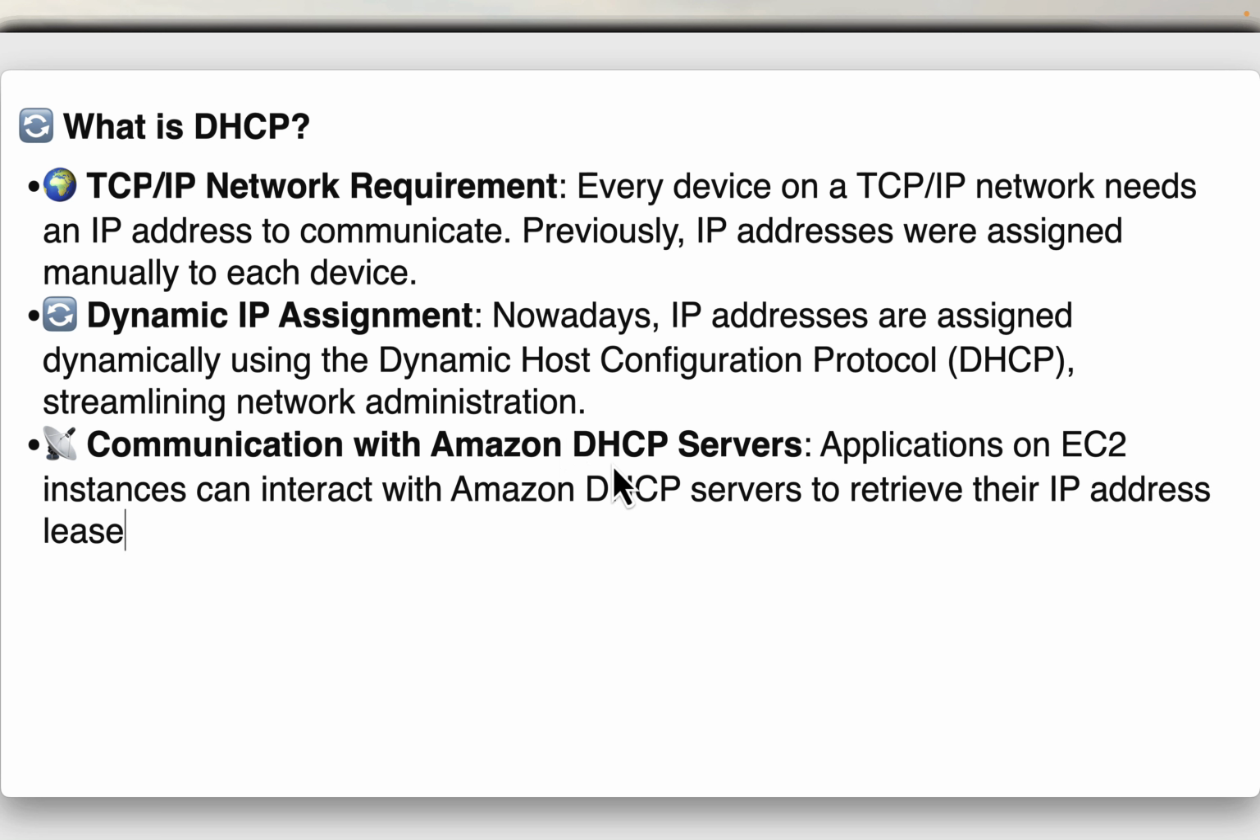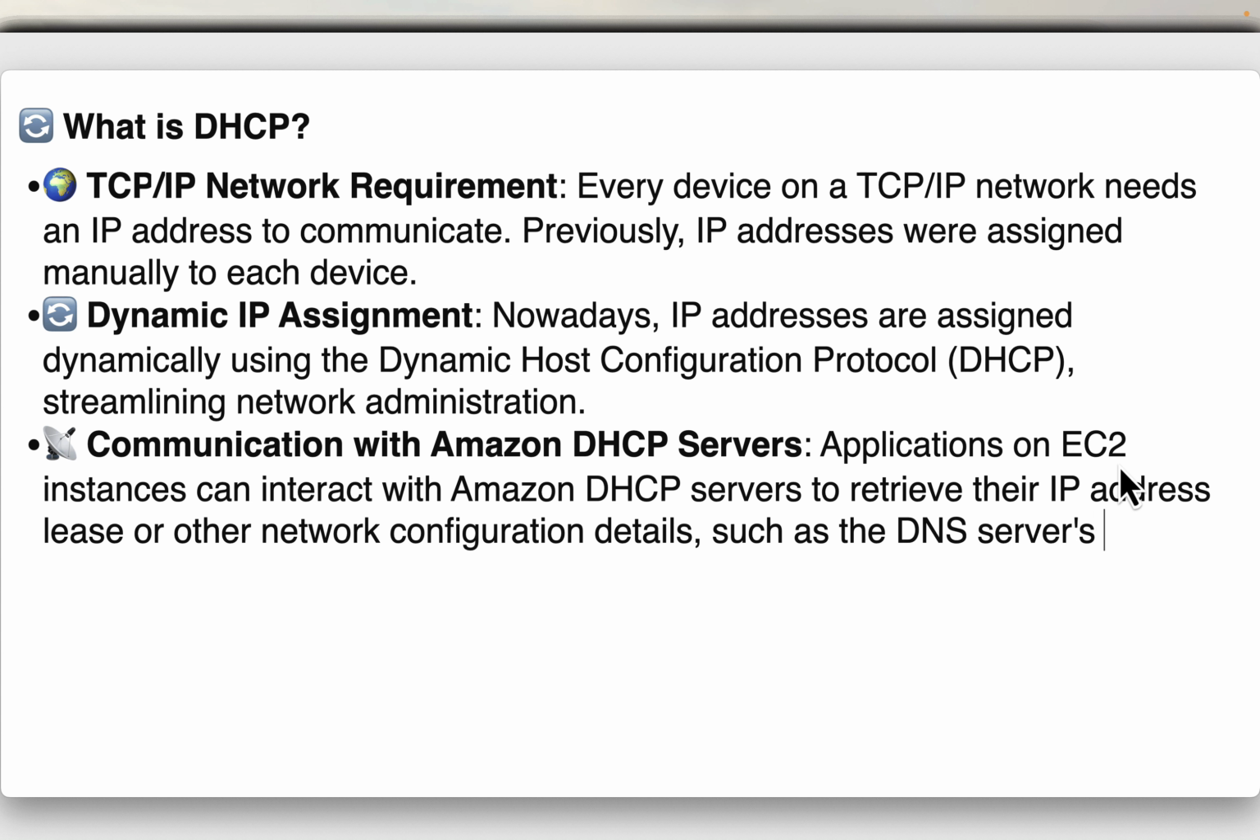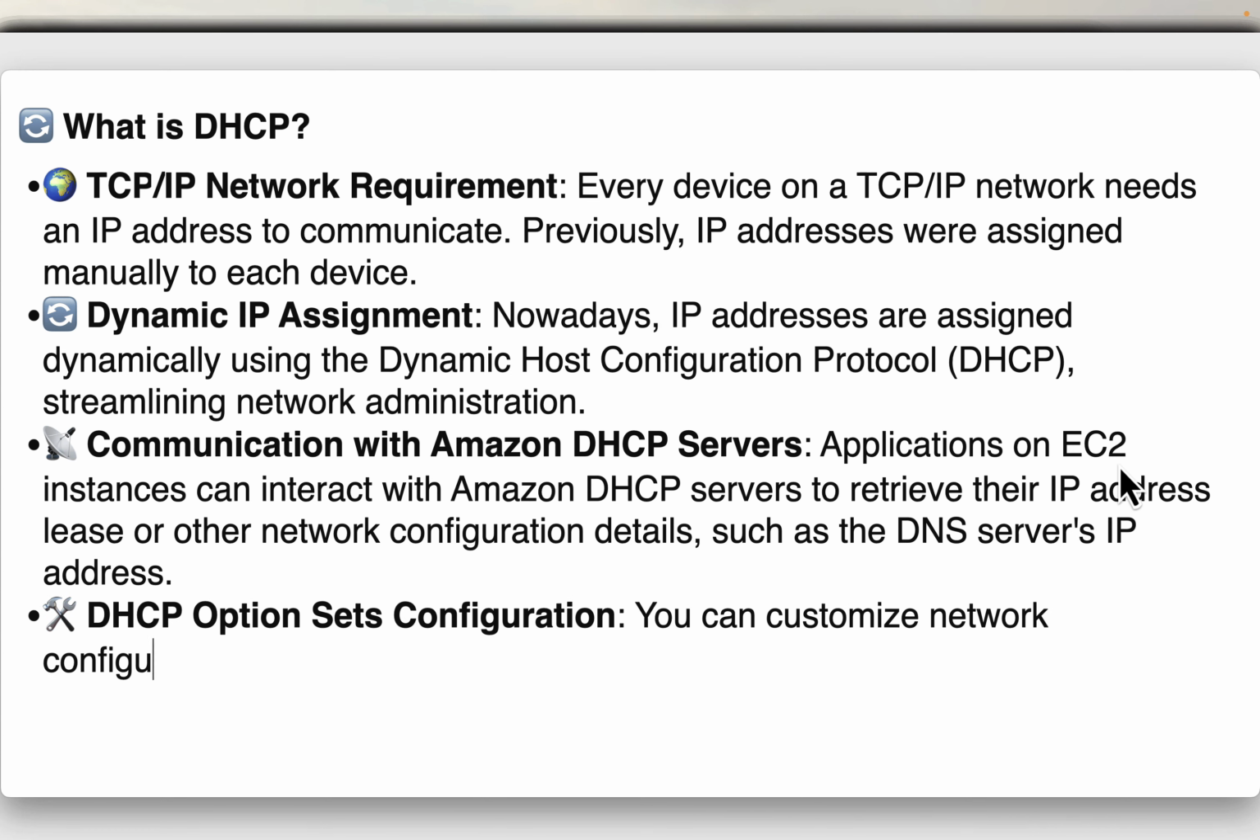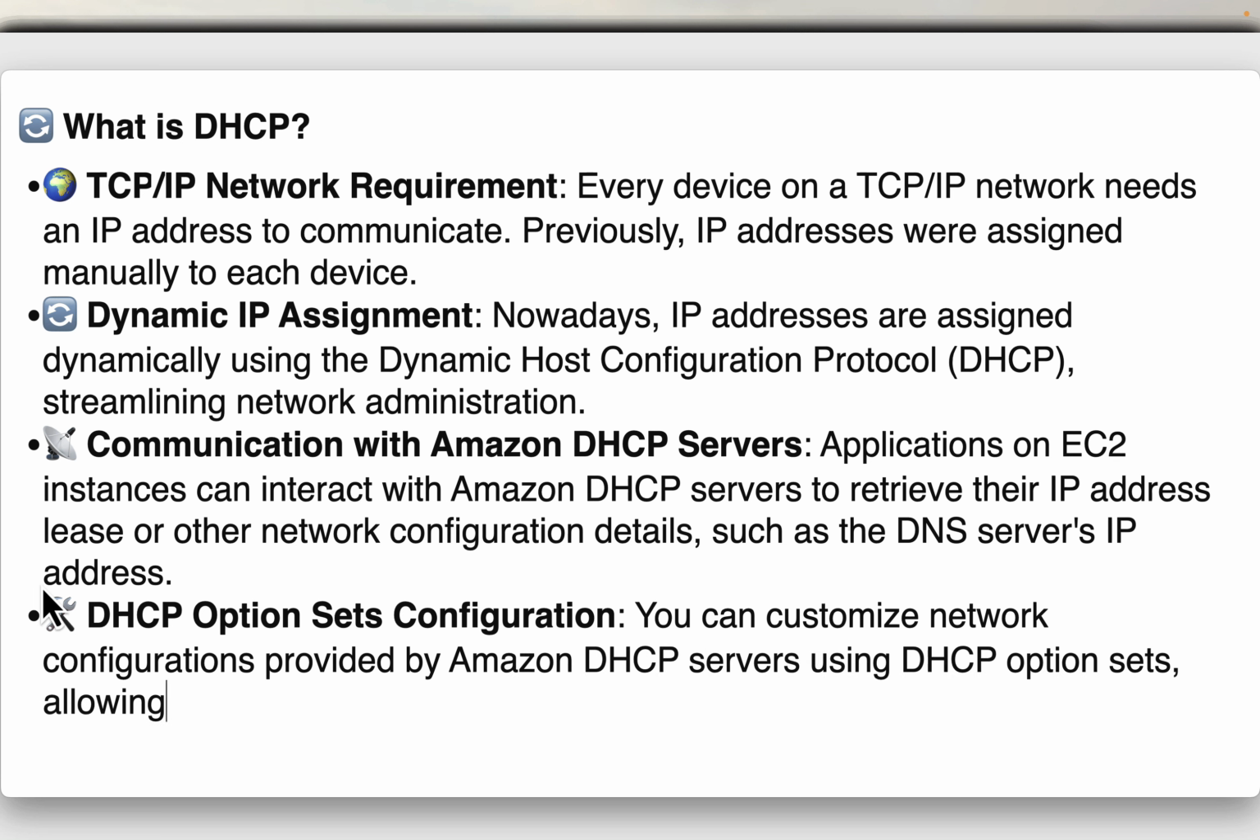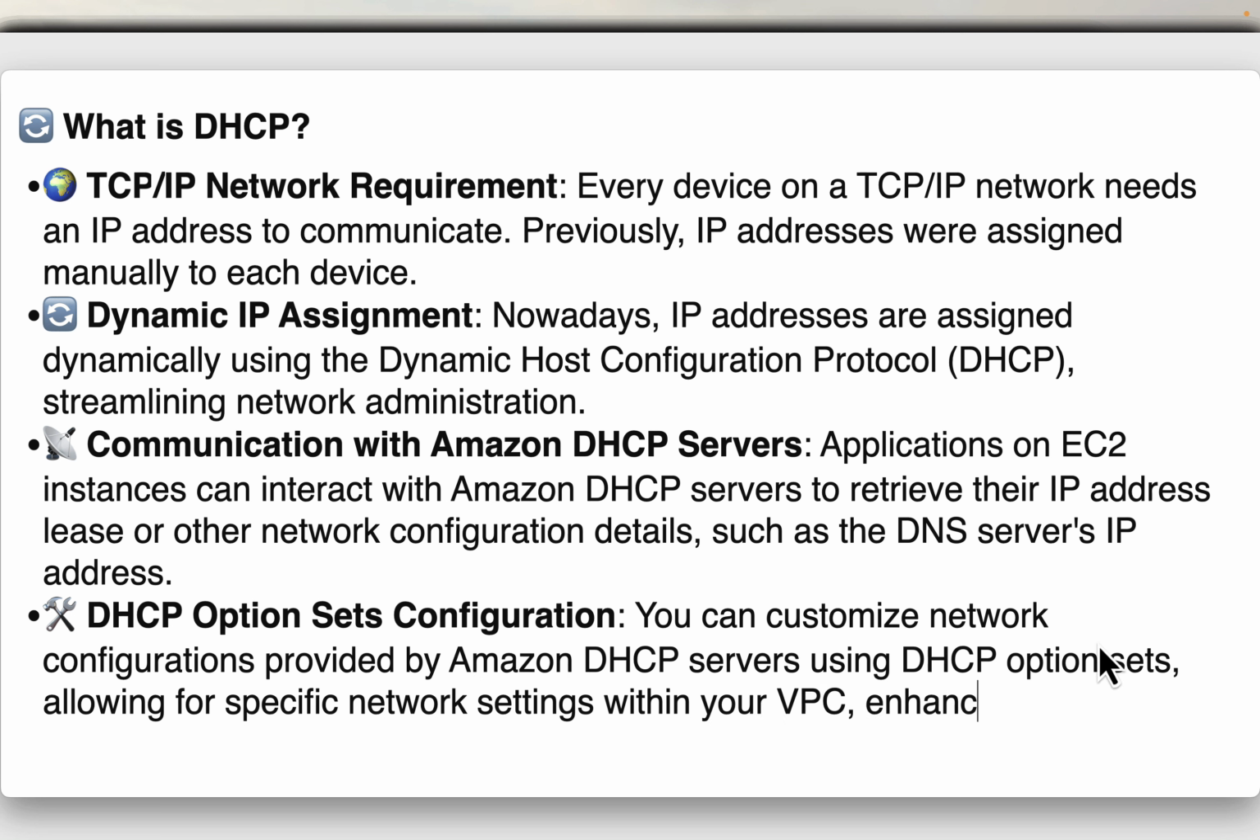Communication with Amazon DHCP servers. Applications on EC2 instances can interact with Amazon DHCP servers to retrieve their IP addresses, lease, or other network configuration details such as the DNS server's IP address. DHCP option sets configuration: you can customize network configurations provided by the Amazon DHCP servers using something called DHCP option sets, allowing for specific network settings within your VPC, enhancing network setup flexibility.